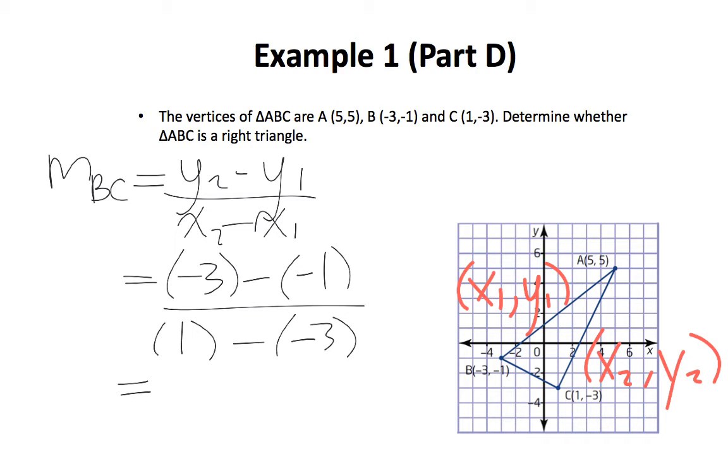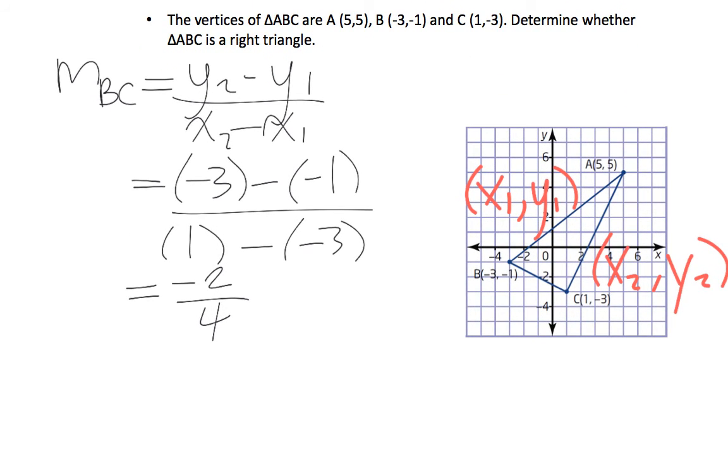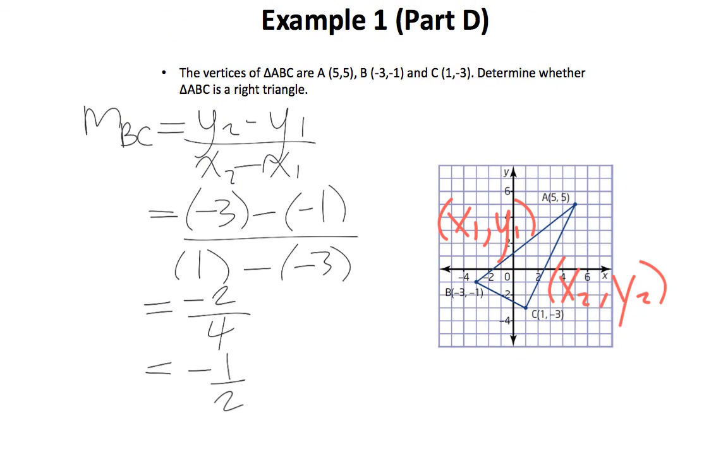We're going to have to simplify in this next step. So -3 subtract -1 is the same thing as -3 plus 1, which is equal to -2, and 1 subtract -3 is the same thing as 1 plus 3, which is 4. -2/4 can be reduced to -1/2. Therefore, the slope for line segment BC is -1/2.